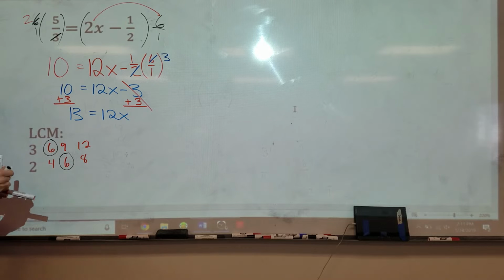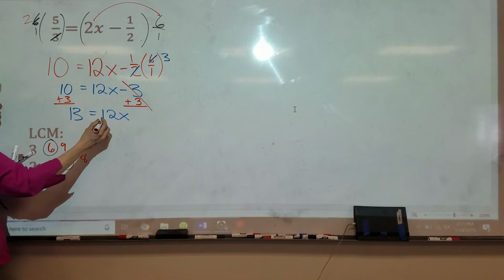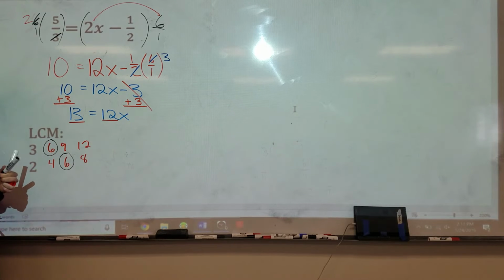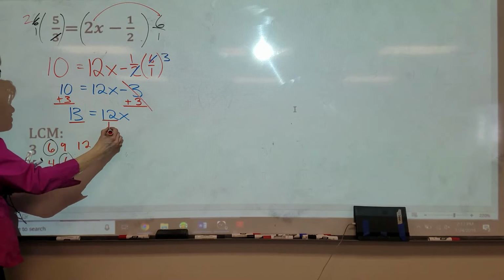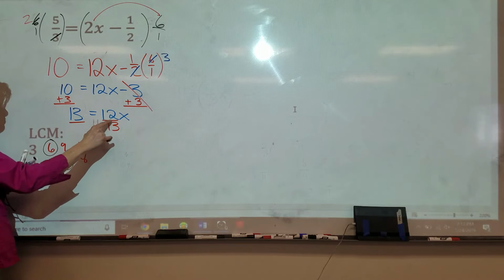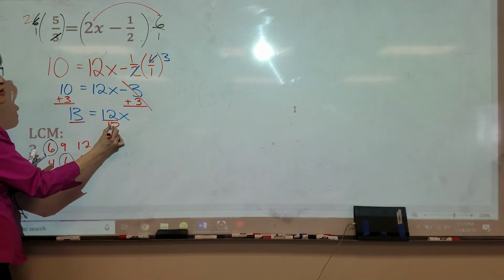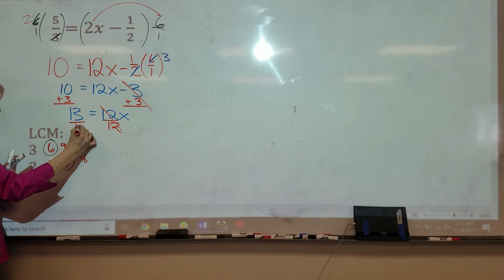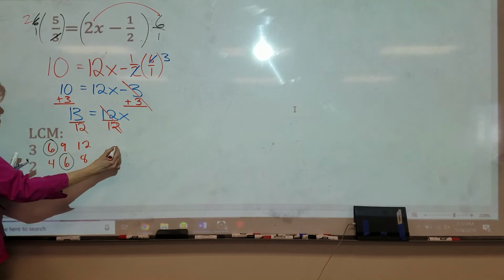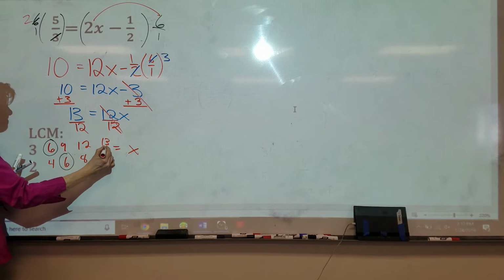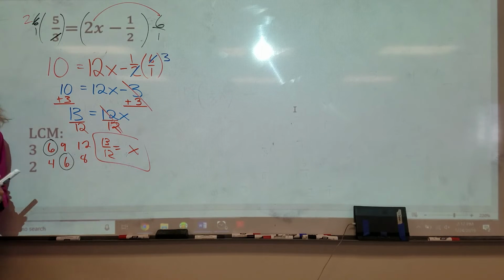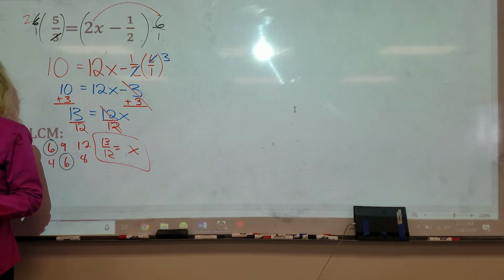Avery? Divide by what? 12. I've had students try to divide by 13, and they won't cancel, will it? So good. Make sure the number you're trying to get rid of, use that number. Good. 12 gets canceled, turns into 1, and then our answer is x equals 13 twelfths. We box our answer. Any questions on that process?